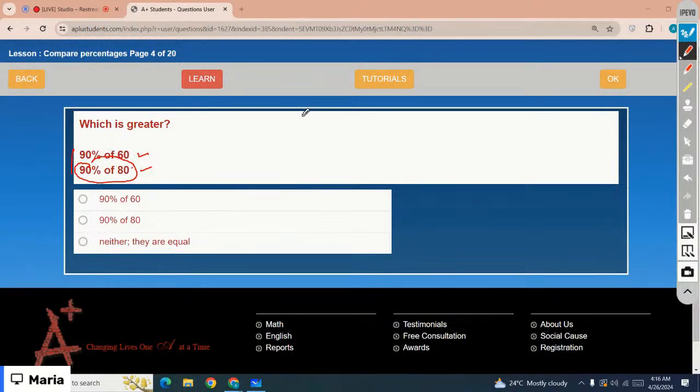Let's just do the calculation. 90% of 60 is 90 over 100 times 60, and 90% of 80 is 90 over 100 times 80. The zeros cancel out, 9 times 6 is 54. And here the zeros cancel out, 9 times 8 is 72. Look, the second one is greater, right? The correct option is 90% of 80.